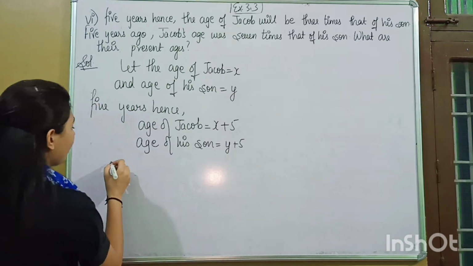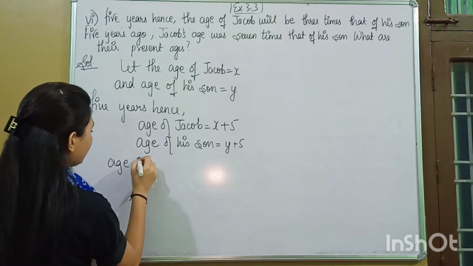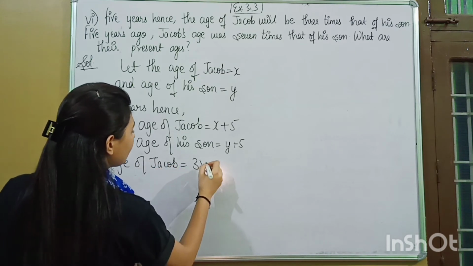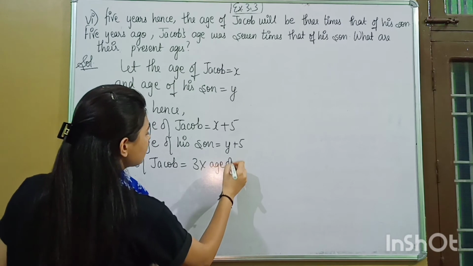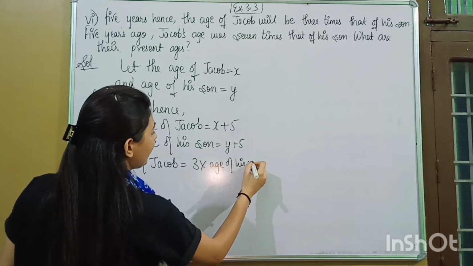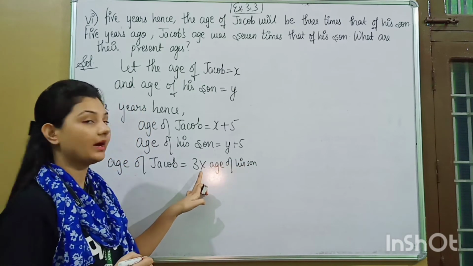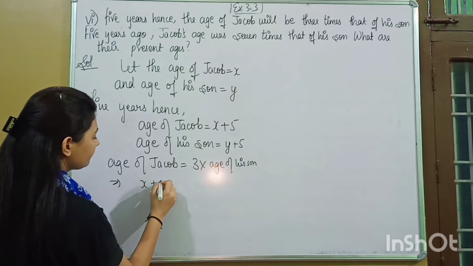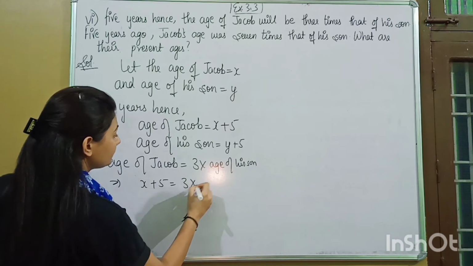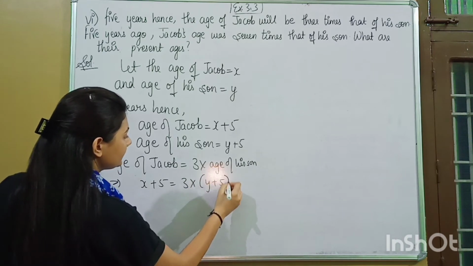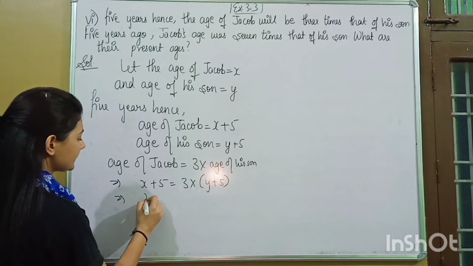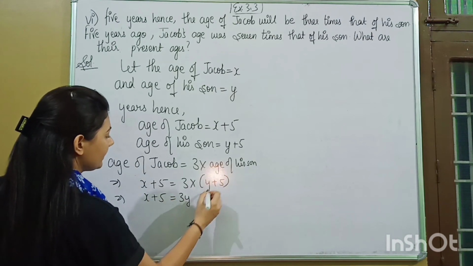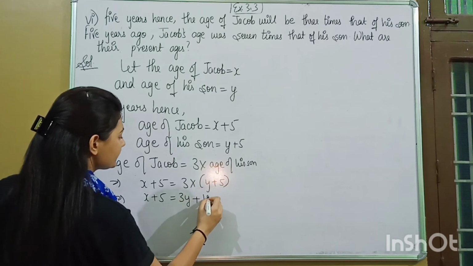Now it is said that 5 years hence the age of Jacob will be 3 times the age of his son. 3 times means we have to multiply the age of his son by 3. So the age of Jacob, x plus 5, is equal to 3 into y plus 5. Now we will multiply this 3 inside the bracket. So x plus 5 is equal to 3 into y is 3y plus 3 into 5 is 15.